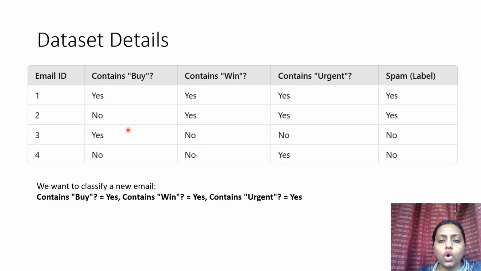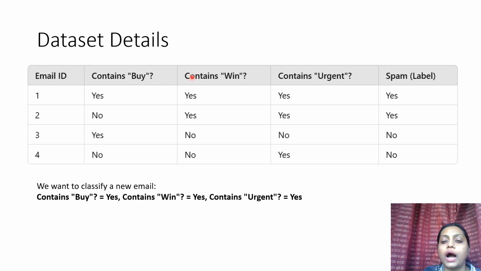Next, we have taken a very small data set where only 4 emails are present, and we assume that the email body contains the 3 words buy, win, and urgent. This is a binary class classification problem, as we have to detect whether the message is a spam message or not a spam message.